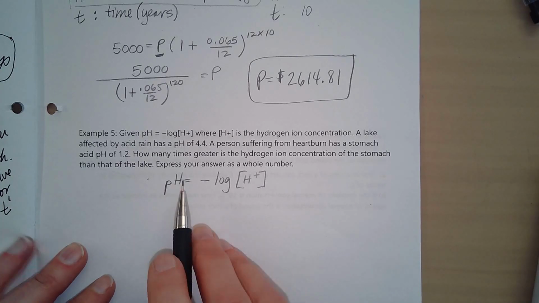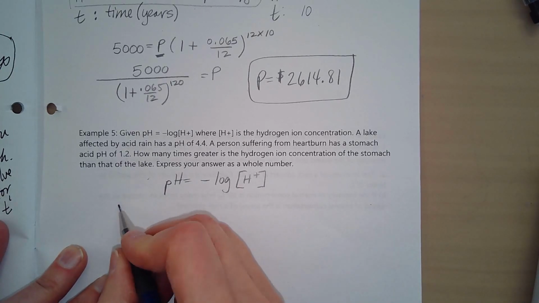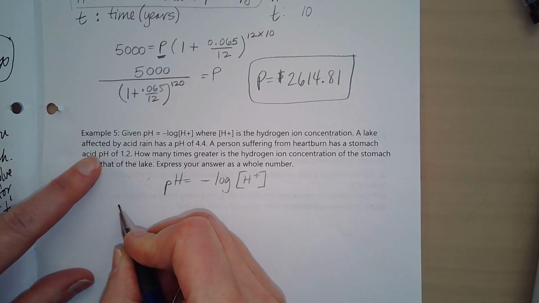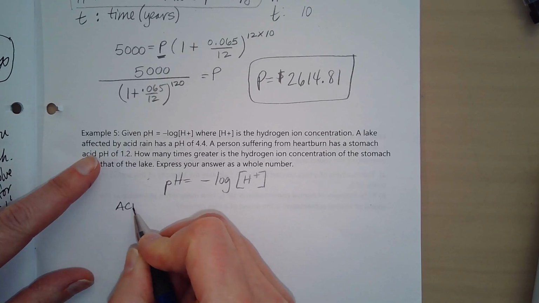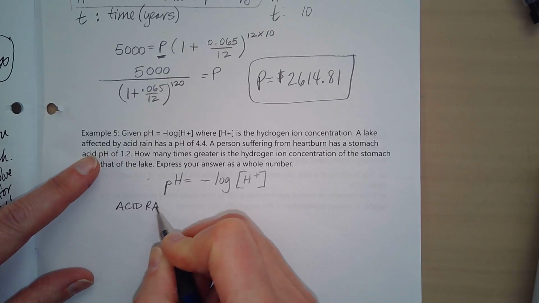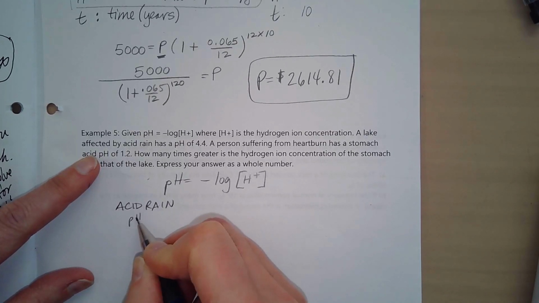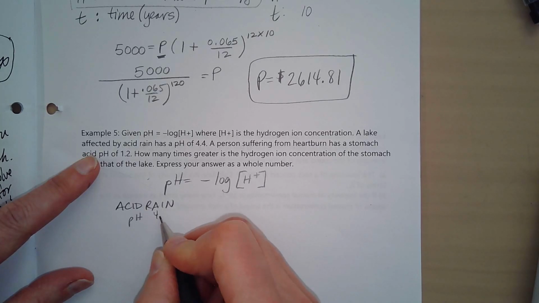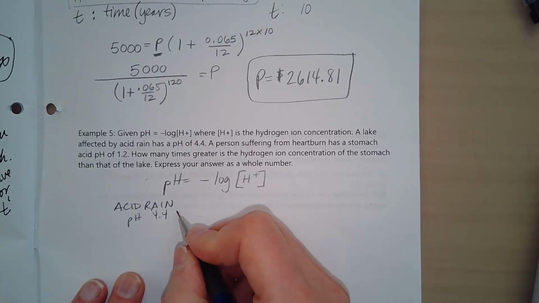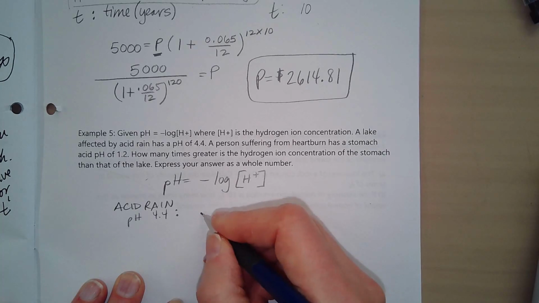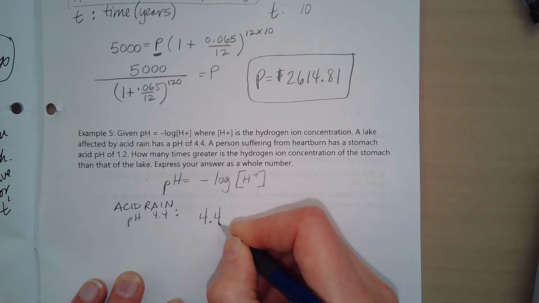Okay, so let's figure out what we have here. So let's do acid rain. Let's see what we got here. Acid rain has a pH of 4.4.